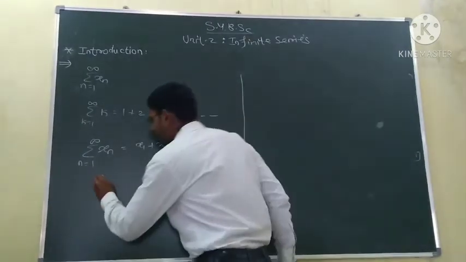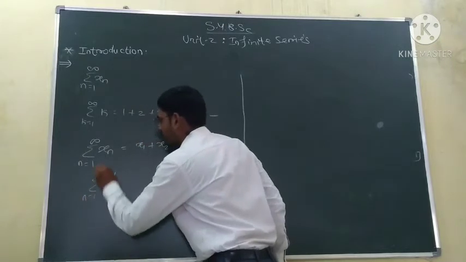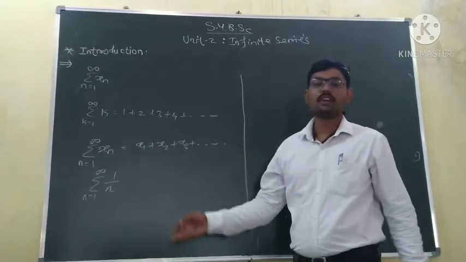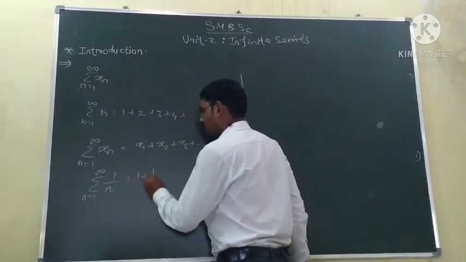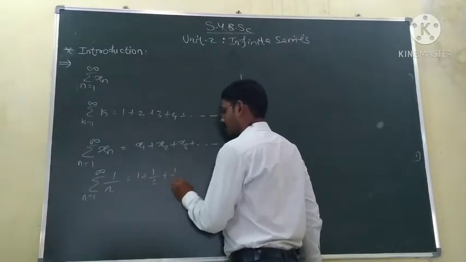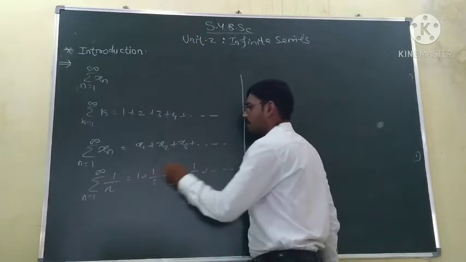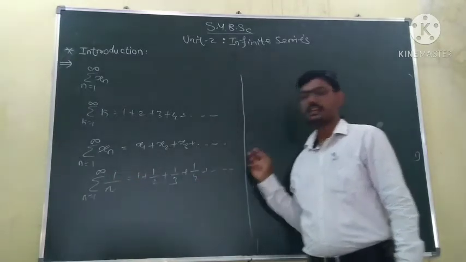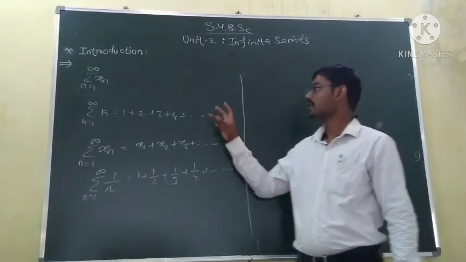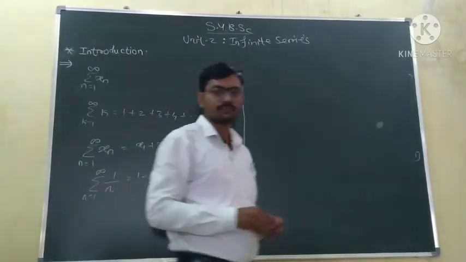So the next example is the series 1 by n, n is equal to 1 to infinity, again an example of infinite series. This series looks like 1, 1 by 2, 1 by 3, 1 by 4, and so on. This is the infinite series, the sum of reciprocals of all natural numbers. So these are the general notations of the series.